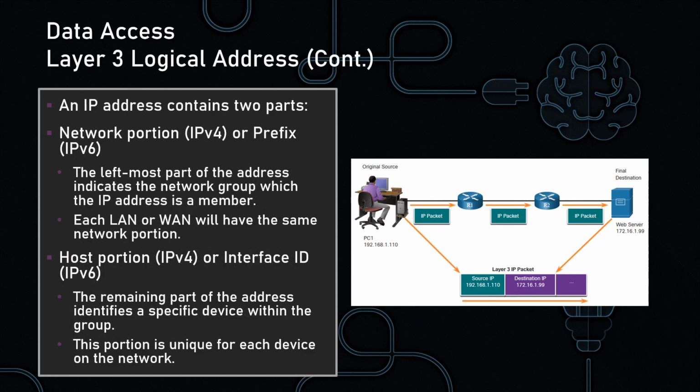IP addresses contain both a network portion and a host portion. Now that's IPv4. We can convert that to IPv6 by saying prefix or interface ID. The leftmost part of the address indicates what network a particular frame belongs to. The host portion says what individual host on that particular network is where this thing is going. So the LAN itself will have its own network portion, and the host ID or interface ID will be unique. So those are the two pieces that we look at.